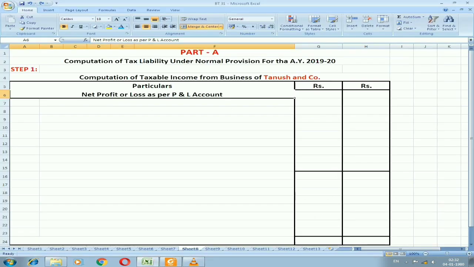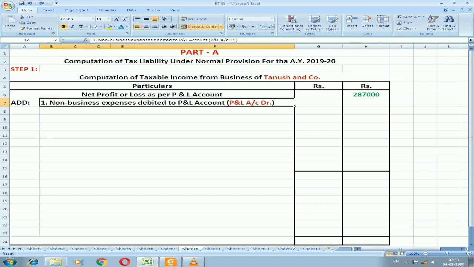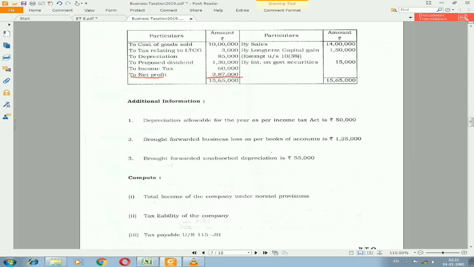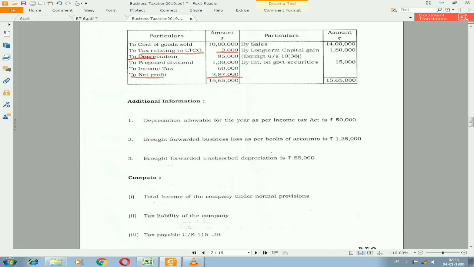After taking that net profit, we are supposed to add the first point, non-business expenditure, which is debited on the profit and loss account. So on the profit and loss account debit side, we are supposed to check. First is cost of goods sold, which is business. Then we have a tax relating to long-term capital gain. As they have said, that is tax which is paid on a long-term capital asset.